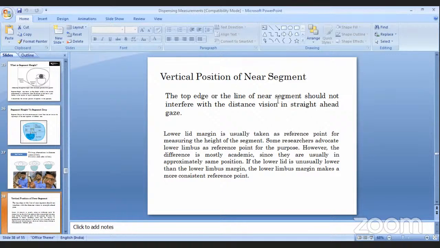In order to measure the vertical position of the near segment, the lower lid margin is usually taken as a reference point for measuring the segment height. Some scholars advocate the lower limbus as a reference point. However, the difference is mostly academic, since they are usually at approximately the same position. If the lower lid is unusually lower than the lower limbus, the lower limbus margin is taken as the reference for measuring the vertical position of the near segment.